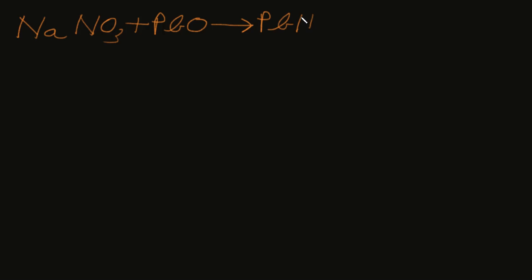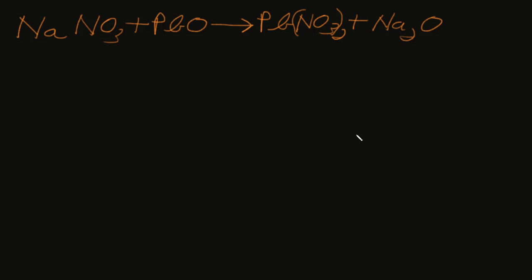So let's start off, let's just jump right in. Our reactants for this one are sodium nitrate, and we are going to combine that or have a reaction with lead oxide, and that's lead 2. And our products are lead nitrate plus sodium oxide. All right, so there is what we have.